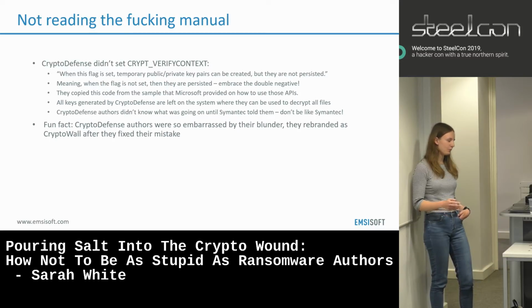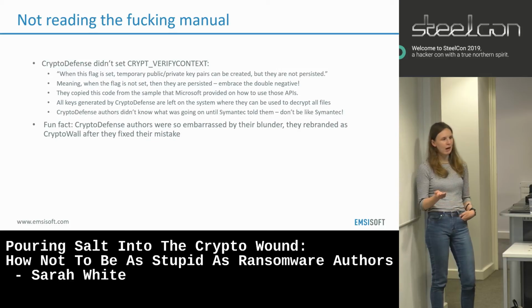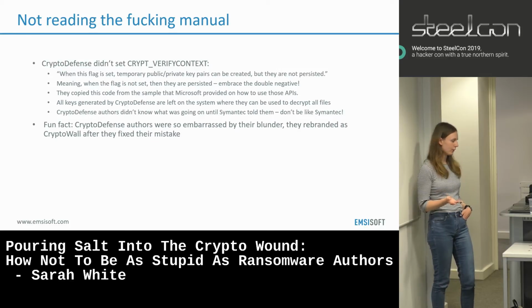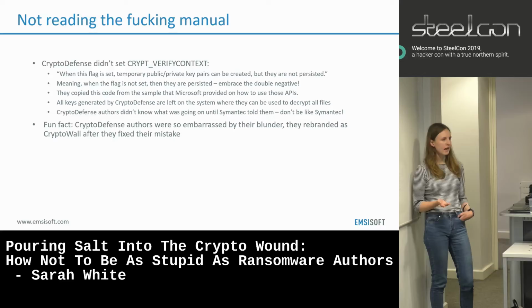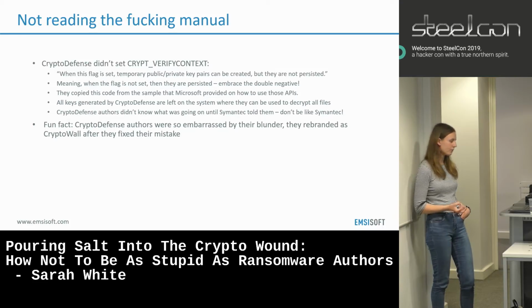Double negatives to the win. So this is exactly what happened in the case of Crypto Defense. All Crypto Defense victims had the RSA key pair still left on the system. As a result, it was trivial to find the known location of the keys and then use this to restore all the files. The Crypto Defense authors would have never known that they'd made this mistake if a certain AV vendor didn't release a public blog post detailing the flaw a few days after a decryptor was made.